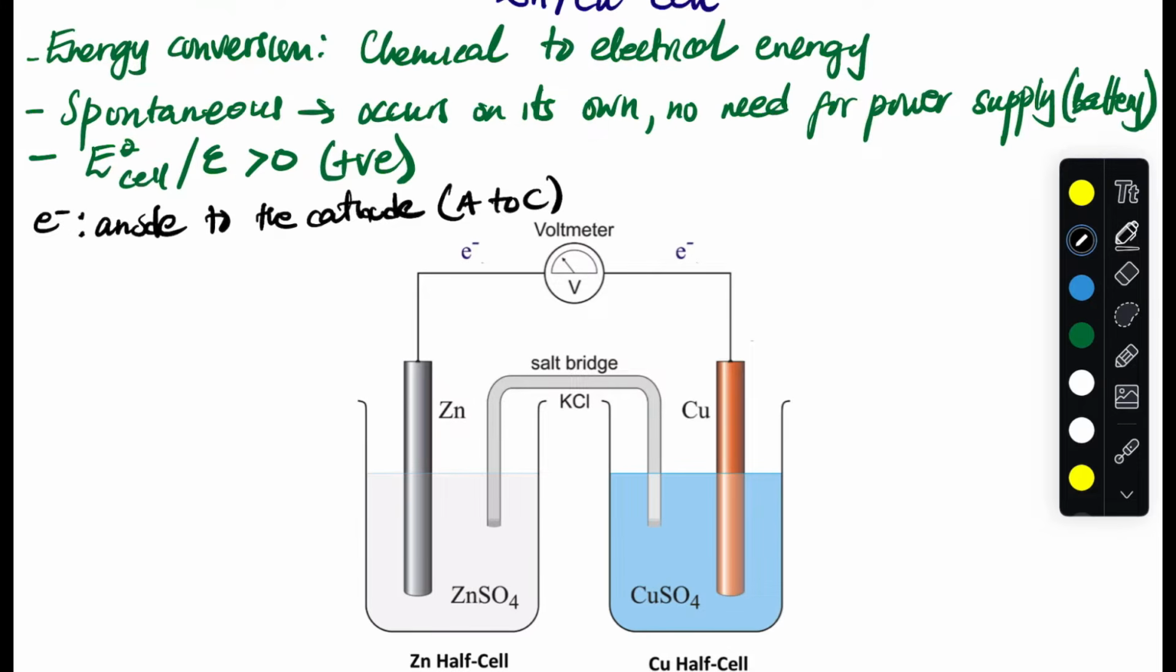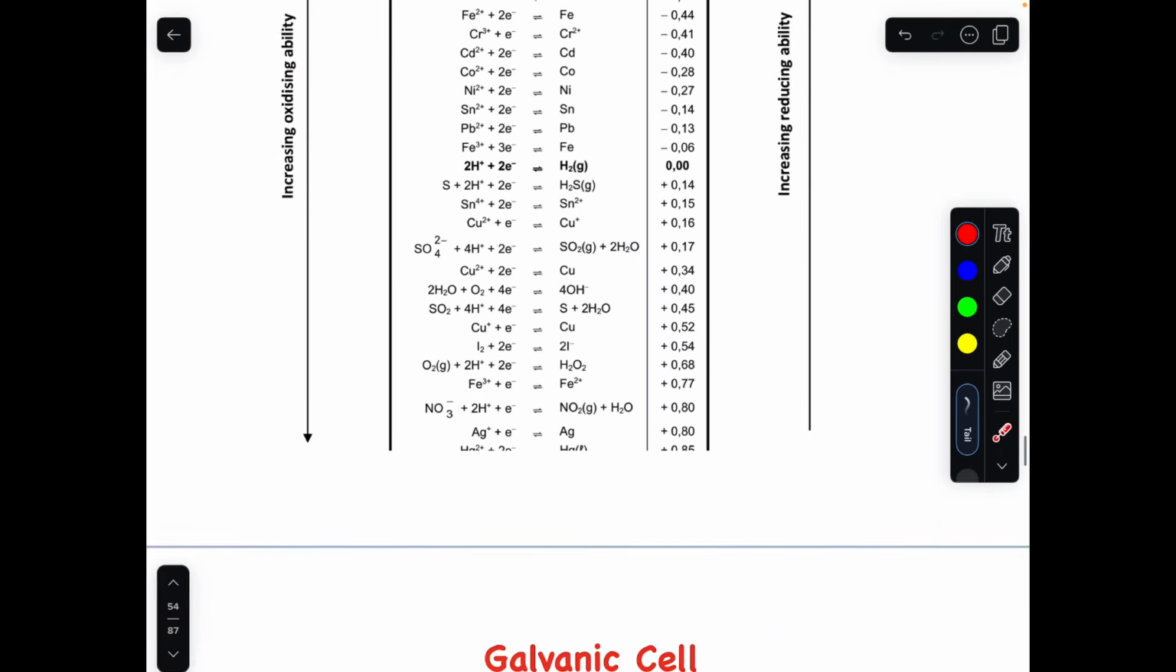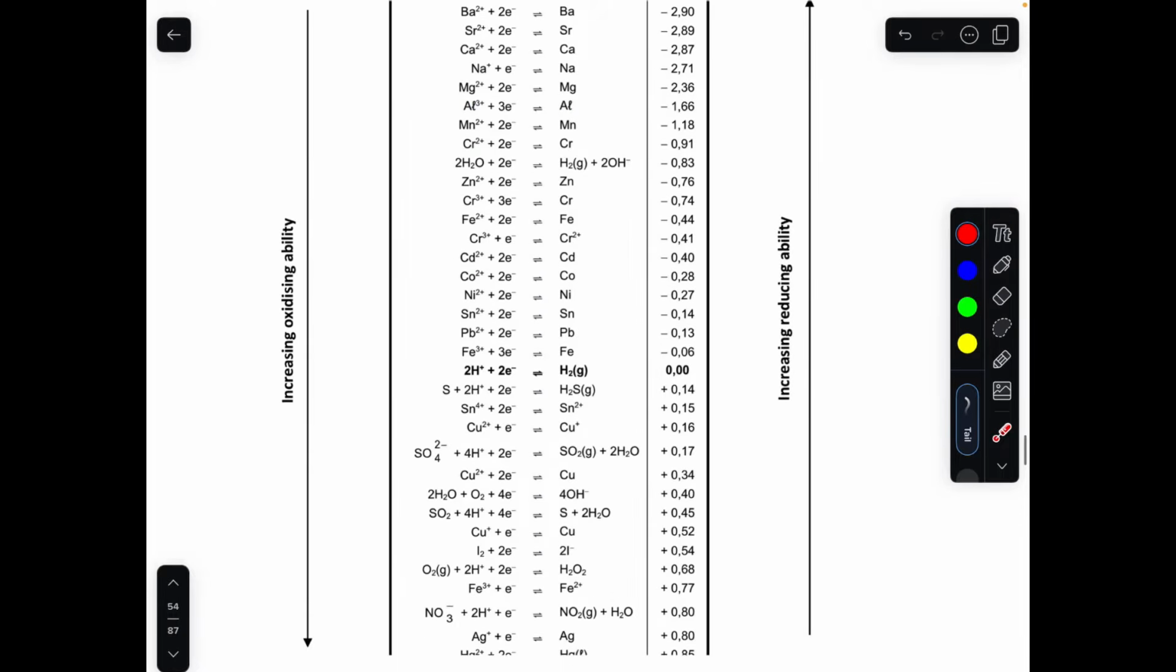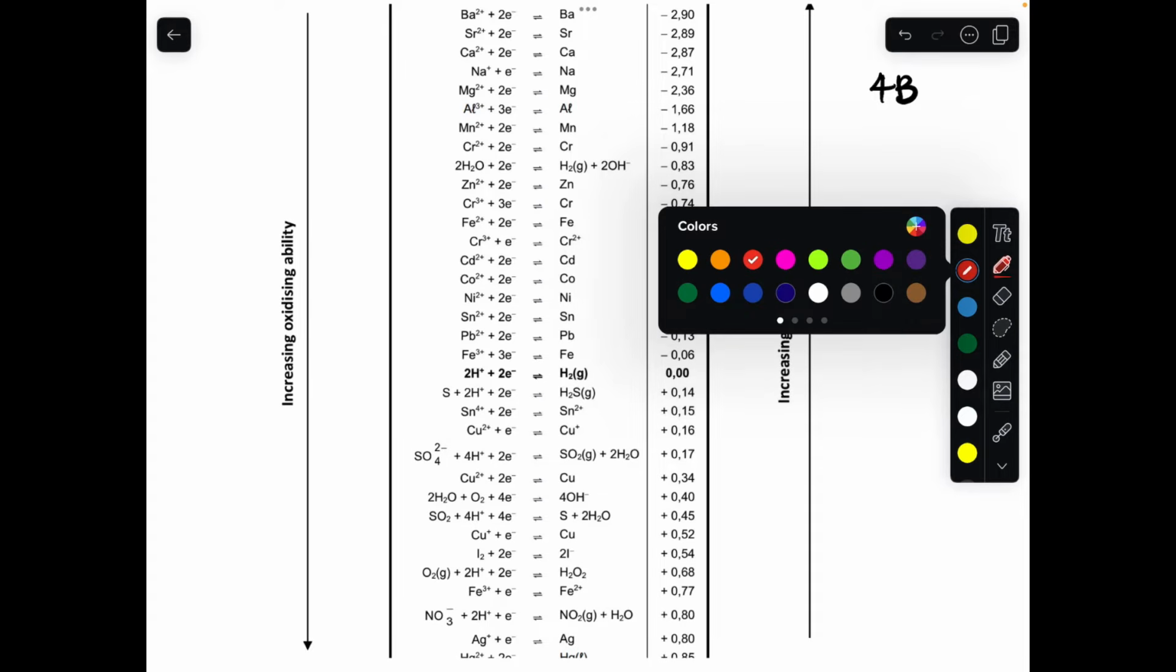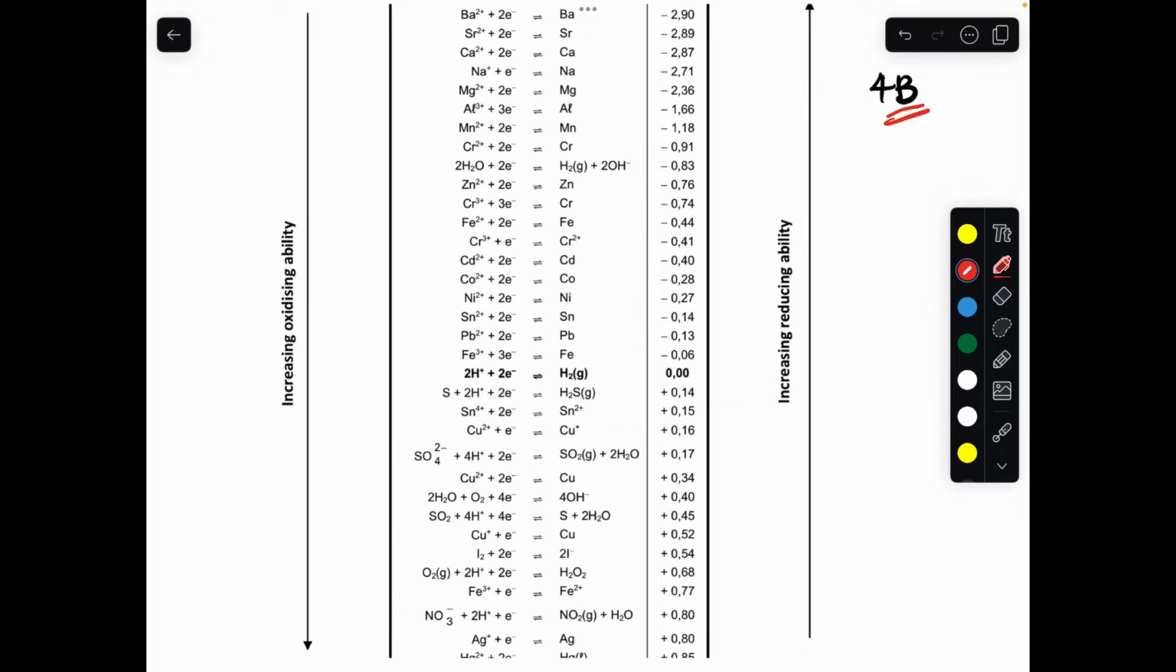Let's leave that. Now, guys, here we have a zinc copper cell. So between the zinc and the copper, we would like to know which one is oxidizing and which one is reducing, right? We're going to look at the standard reduction potential table. Here's the standard reduction potential table, guys. I use 4B. It's table 4B, this one. So I'm not using A.